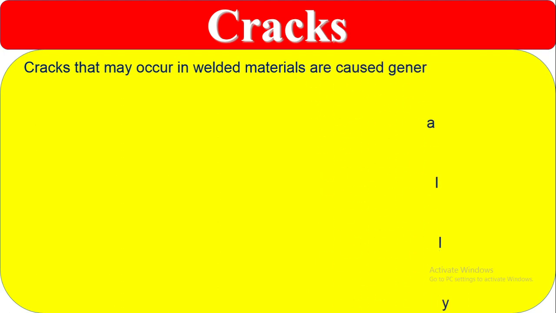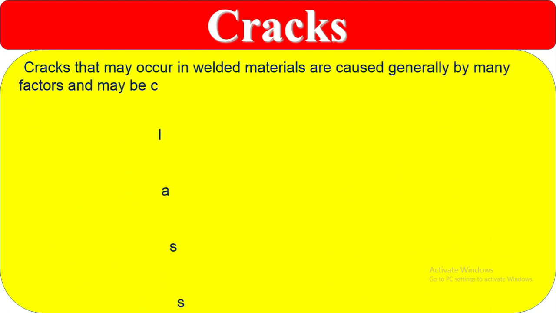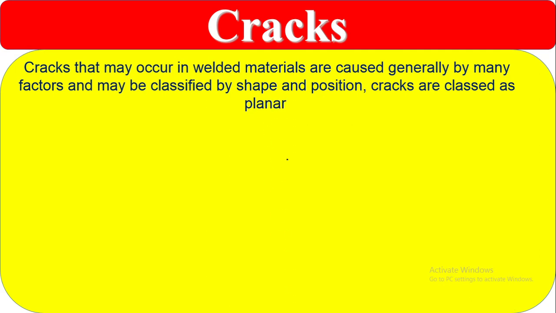This section on cracks is very important. We have to understand what cracks are, how they appear and how they are recognized. Cracks that may occur in welded materials are caused generally by many factors, and are classified by shape and position. Cracks are classed as planar. The crack is called a planar defect.